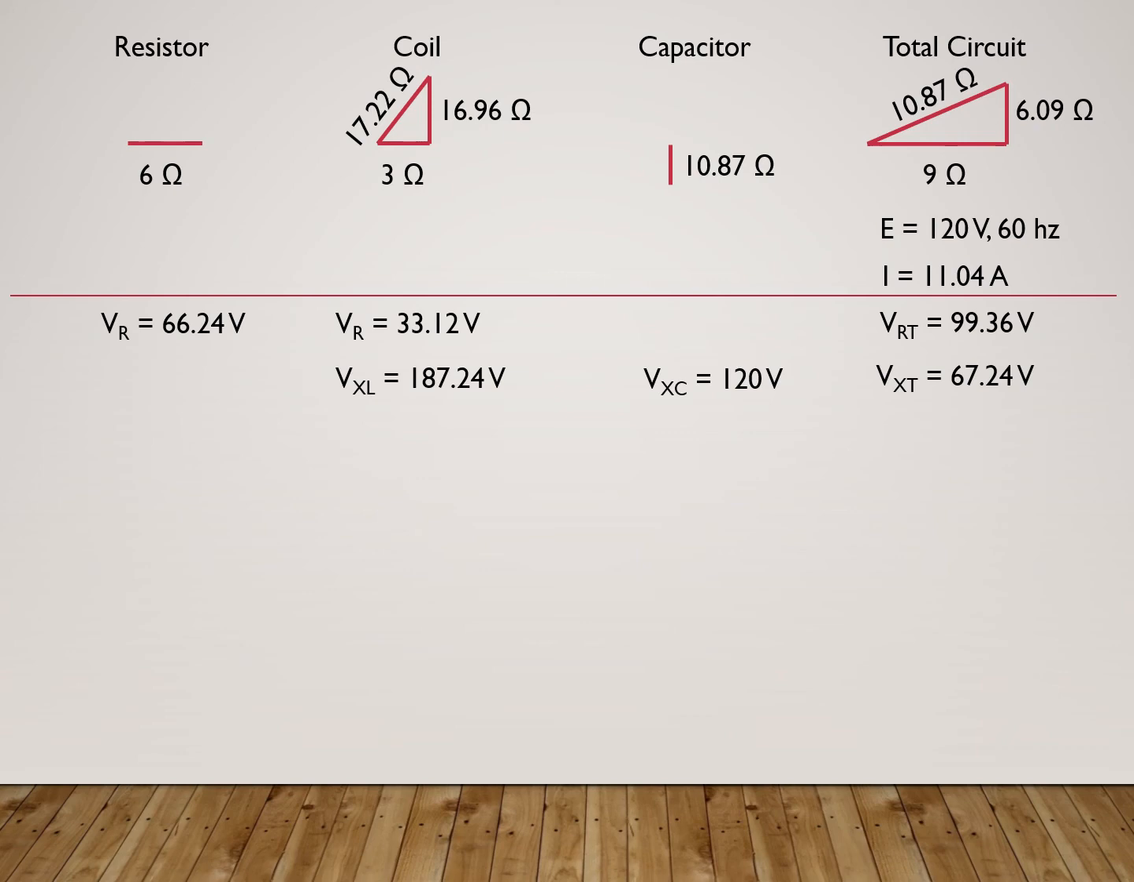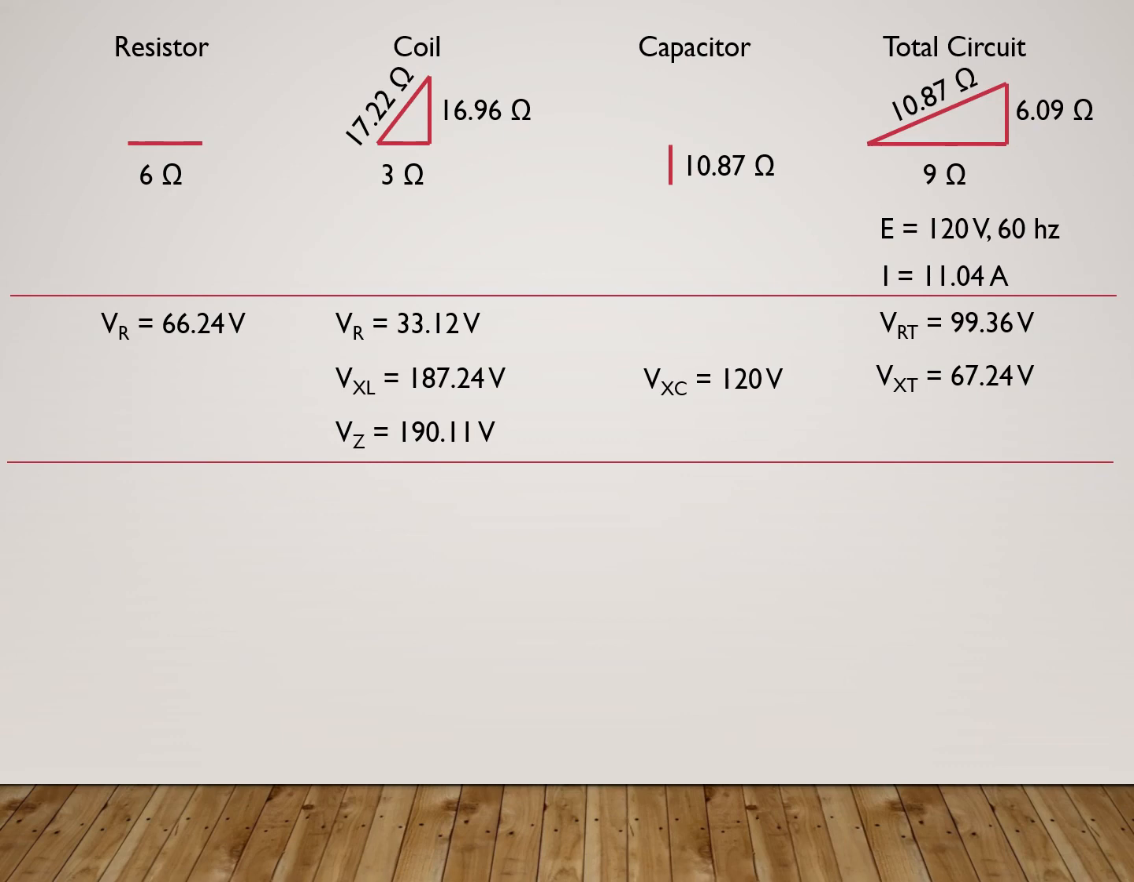After I have all those voltages done, I'm going to figure out my VZ for my coil. Remember, this is the measurable amount I can use across the coil. Put your meter across there, you should read 190.11 volts. I don't need to worry about VZ for my total circuit because I already have that. That's E, that's my source. So I'm not going to worry about that. Once I have all my voltages done, I can move on to figuring out my power.